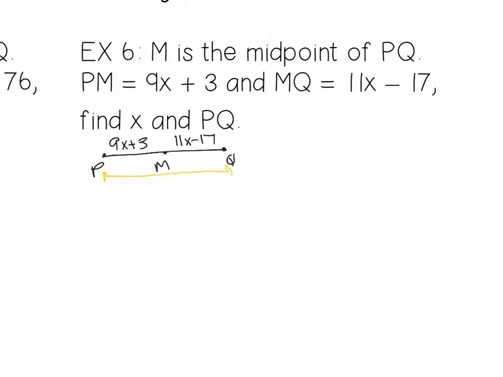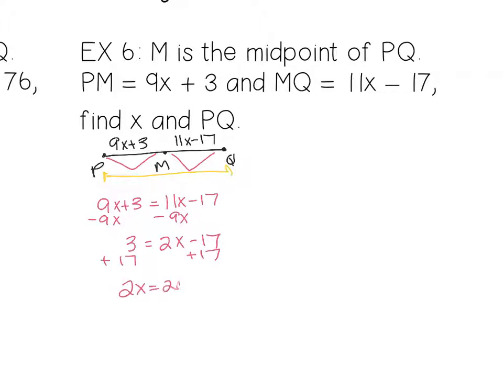So the first thing I'm going to do is find x. And I know that PM has to be equal to MQ because it's been bisected by the midpoint. So I have 9x plus 3 equals 11x minus 17. So 3 equals 2x minus 17. And 2x equals 20. So x equals 10.